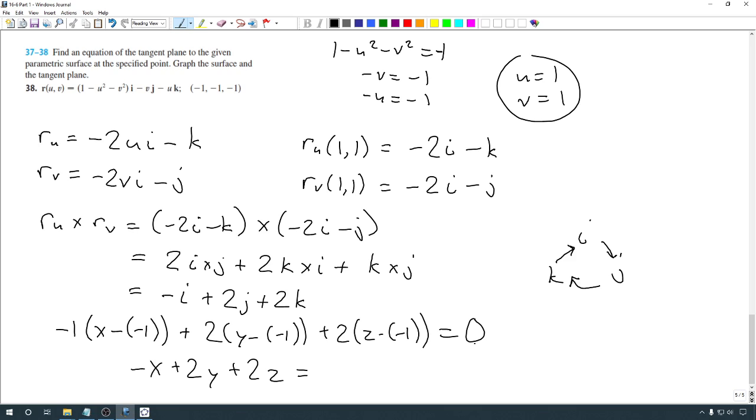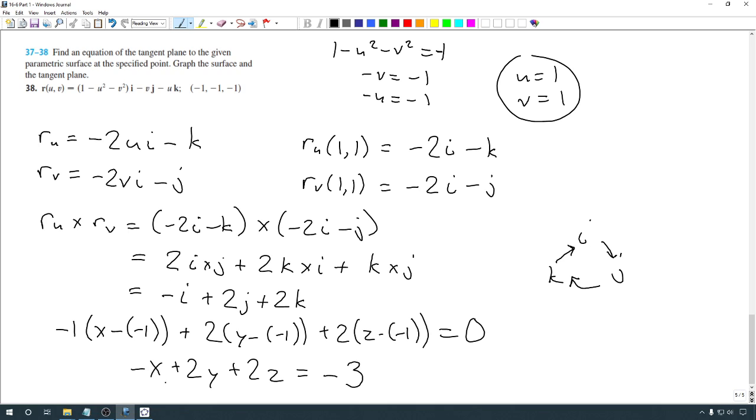You can move all the constants to the other side, or you can start with this and not bother putting the negative 1's in there and just plug in the point that you have. We plug in negative 1, negative 1, negative 1. We get a 1 minus 2 minus 2, and we get a negative 3. So either way you want to go about doing it, that's how we'd find the tangent plane.